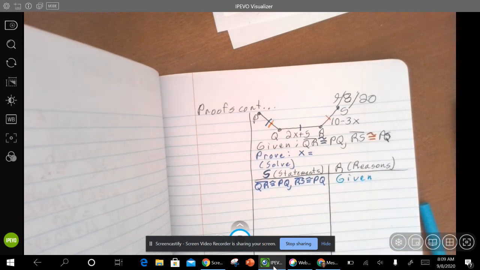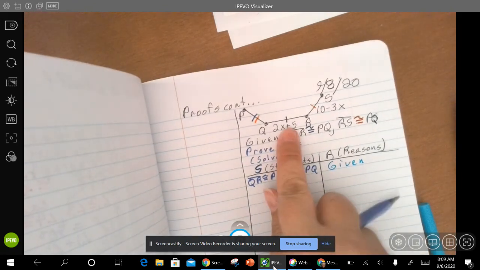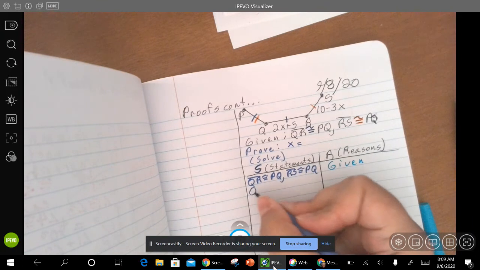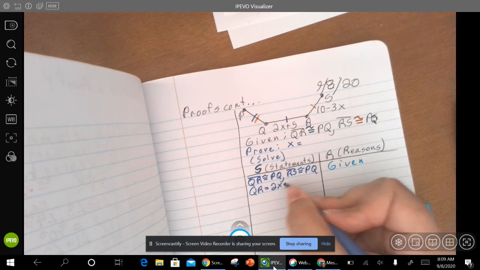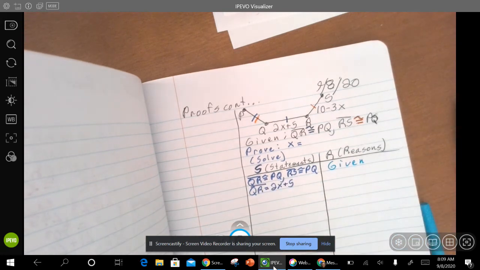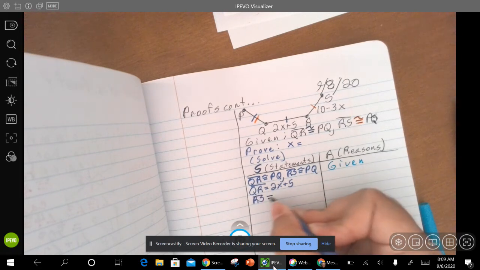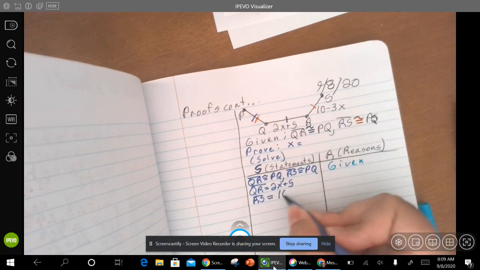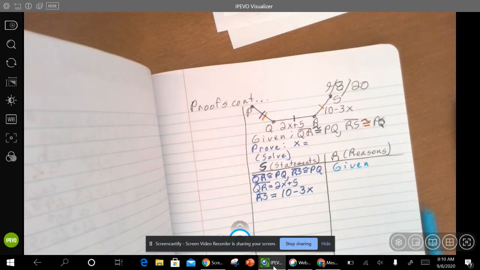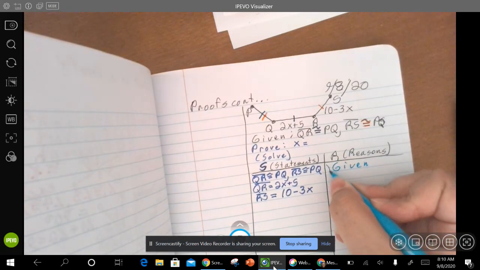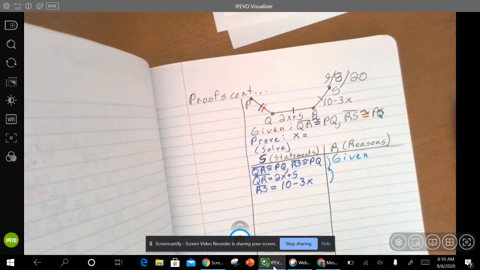And then we are also given, looking at the diagram, that QR is equal to 2x plus 5, and we're also given that RS is equal to 10 minus 3x. So all of these are givens.